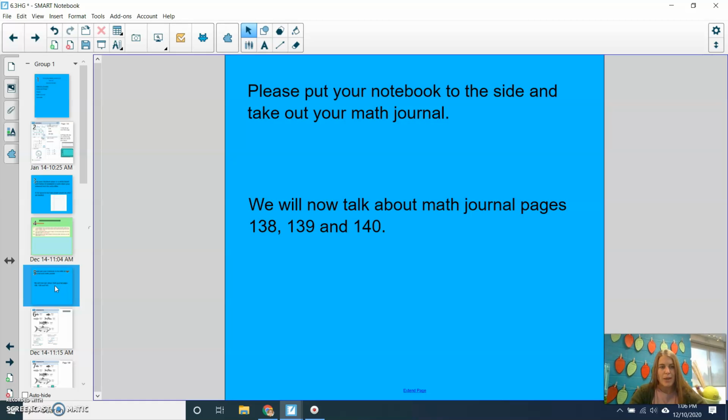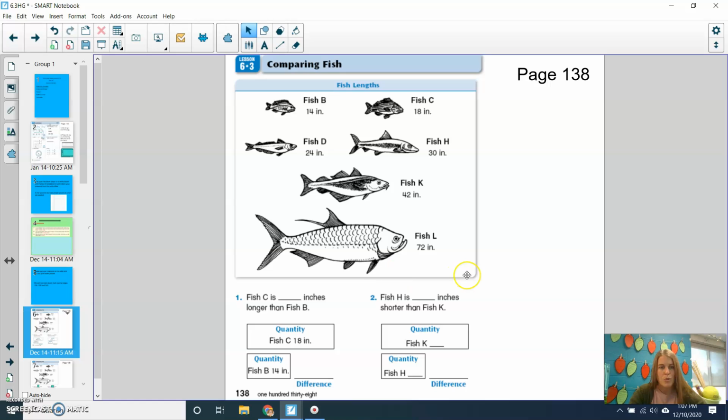You can put your notebook or your whiteboard to the side. We'll now talk about Math Journal page 138. So in this page, we are comparing fish. So you can see fish lengths of fish B, C, D, H, K, and L. So in question number 1, it says fish C is how many inches longer than fish B? So they gave us a little bit of information. They told us that fish C is 18 inches, and they told us that fish B was 14 inches. So you're solving for the difference. Can you press pause to solve and then play when you're ready to check?